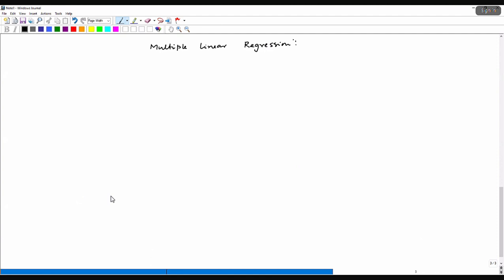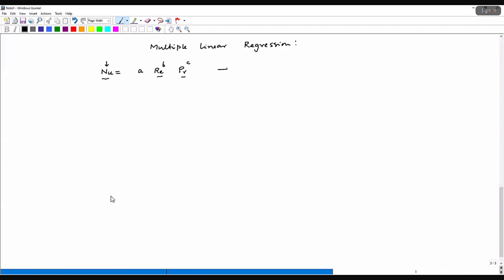So let's say one example is, in heat transfer, the Nusselt number is a function of Reynolds number and Prandtl number, right? It will be some constant times Reynolds number to some other constant and Prandtl number to the power some other constant. So let's say you are asked to relate Nusselt number with Reynolds number and Prandtl number, right? So you have two independent variables and one dependent variable.